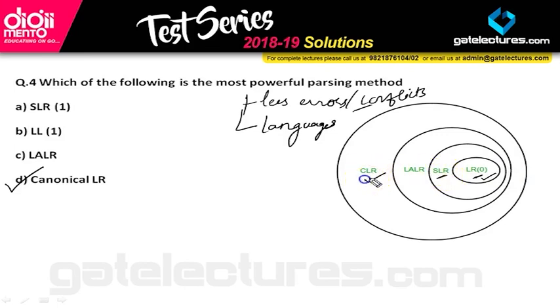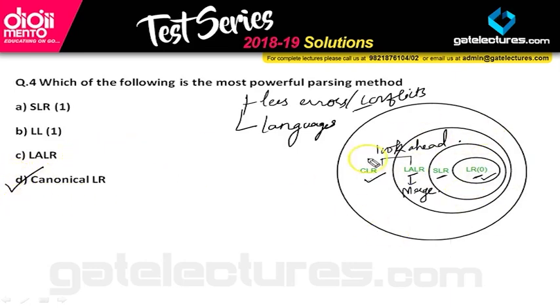Then in CLR and LALR, both use a lookahead symbol to put the reduce moves, but in LALR we merge states, and that's why there could sometimes be conflicts. So CLR is the most powerful of all, okay? So clearly D is the answer.